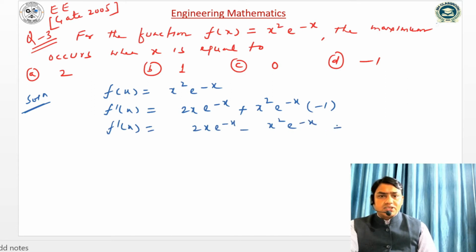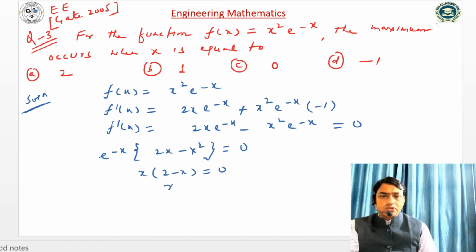Equate it as 0. So it will be e to the power minus x, if I take common, 2x minus x square is equal to 0. So it will be x into 2 minus x is equal to 0, because e to the power minus x is not 0. So x is equal to 0 and 2. These are the two extreme points or stationary points.